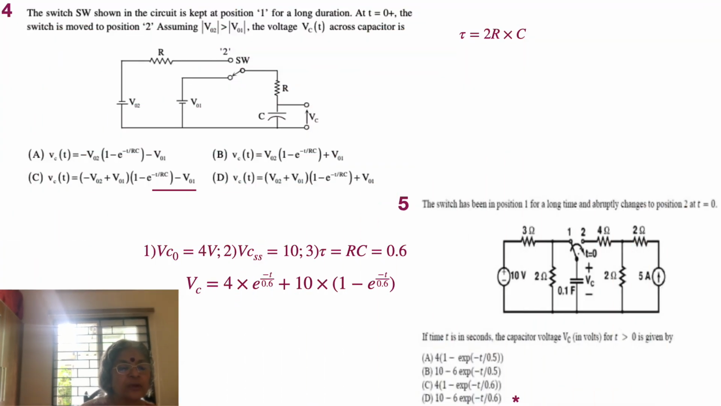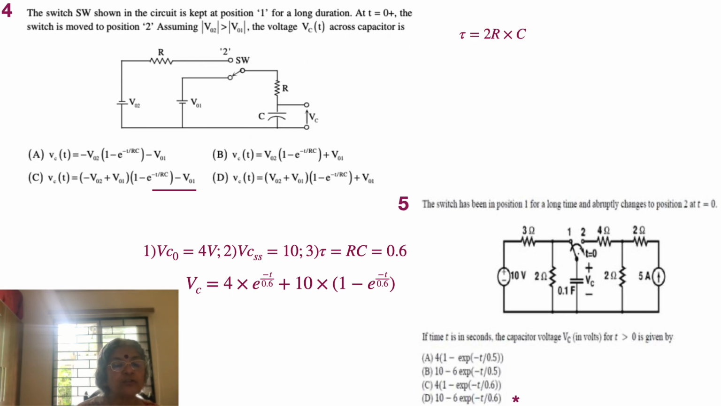What do we have here? In the fourth problem, the switch SW shown in the circuit is kept at opposite. What do we have here? We have V01 and V02. They are supposed to be in the same direction, though it was wrongly marked in some of the question papers. And then we have a switch. It's a toggle switch which toggles from 1 to 2, and right now it appears to be on 1. And then there's a resistor R and a capacitor C, and VC is shown across the capacitor.